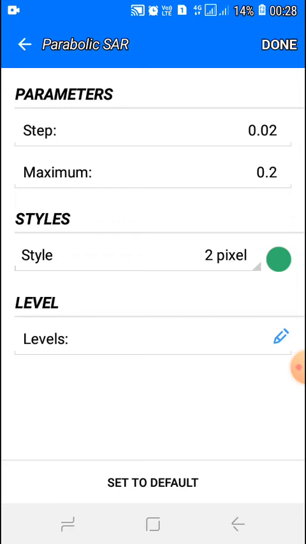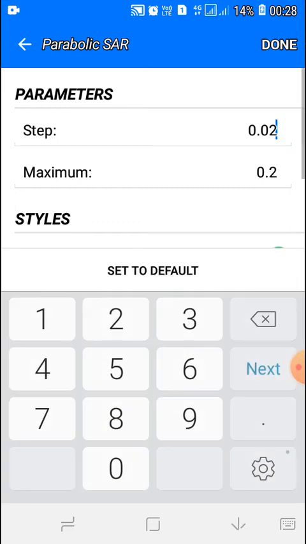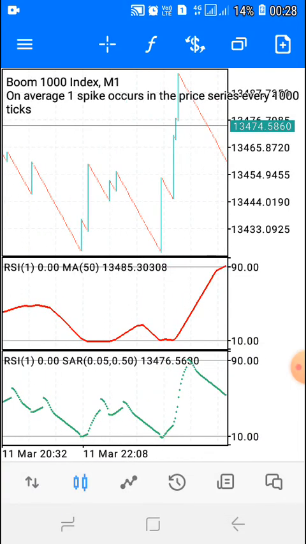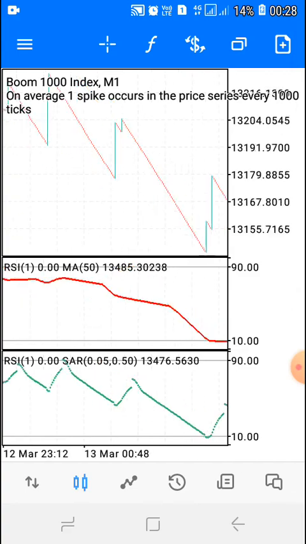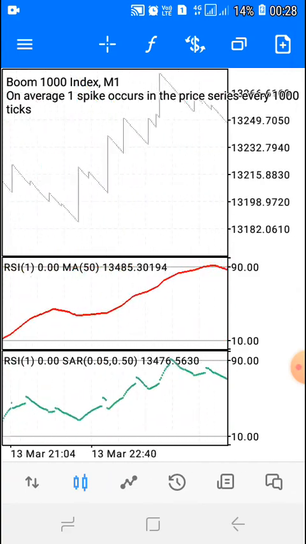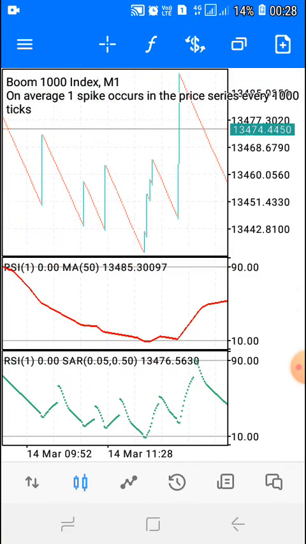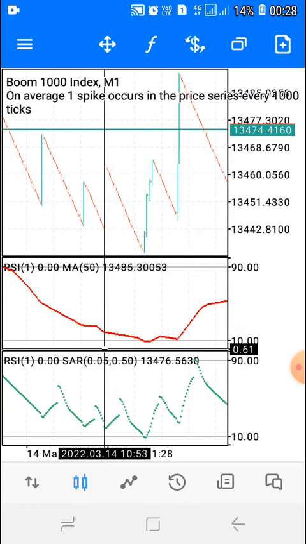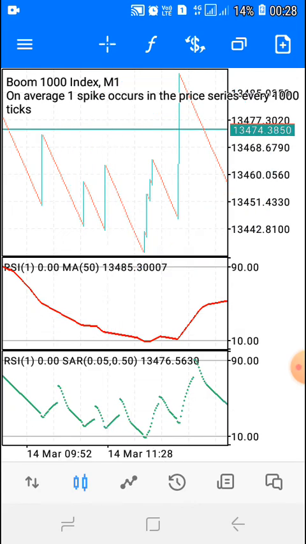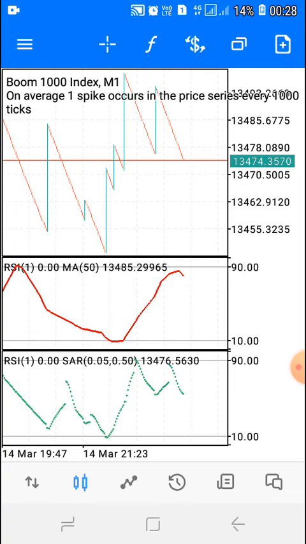okay? Now make sure that your step is like this: 0.05, maximum 0.5, okay? So check this out. We know for certain that we have our parabolic SAR at the bottom and we have our moving average over here, the top just above the parabolic SAR. So this exactly now is 3 confirmations.